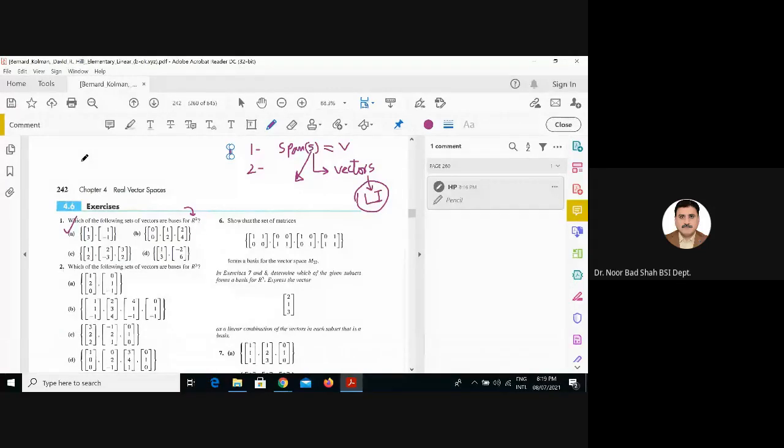Don't write any comments because I can't check comments in 3 different sections. Okay, so when I say any question, then you can ask a question.